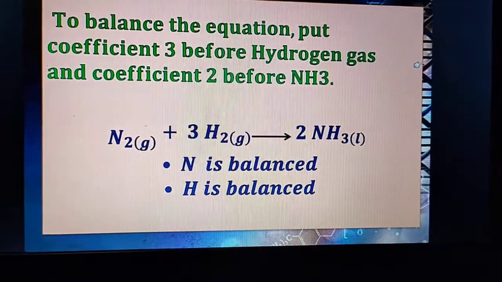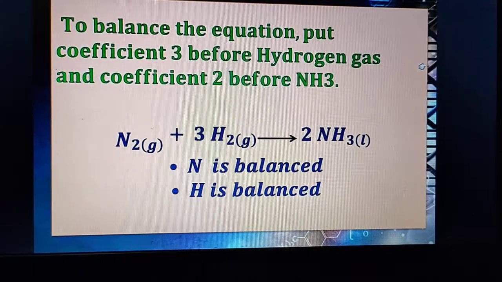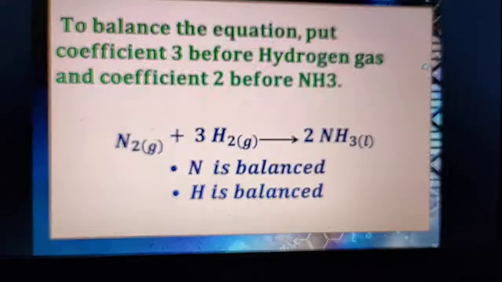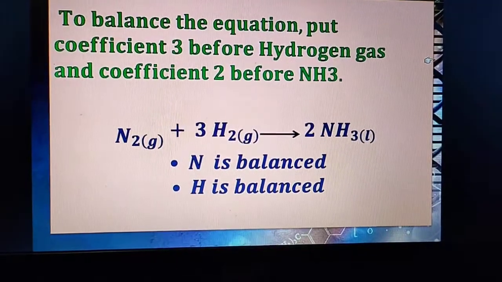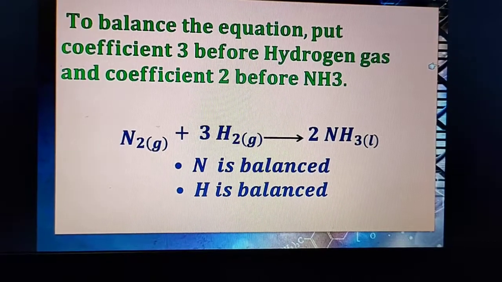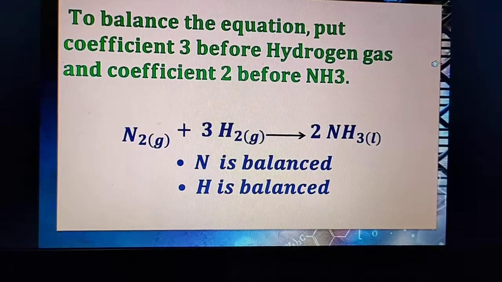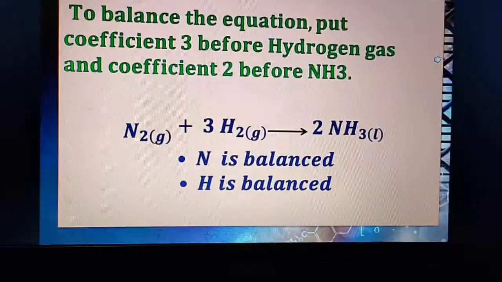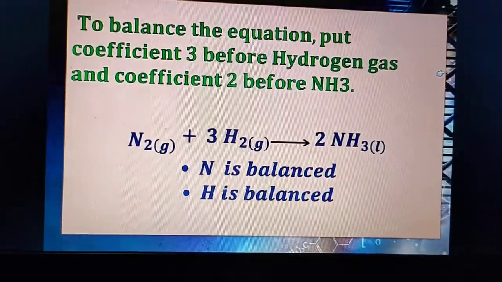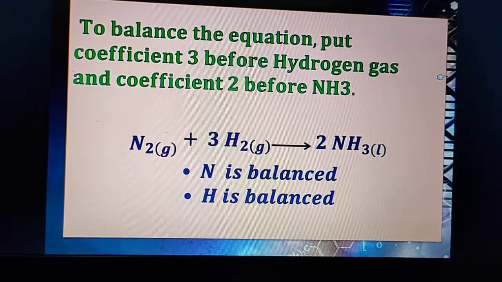this one. N2 plus 3H2 gives out 2NH3. This is a balanced equation. So I hope that how to balance a chemical equation is clear to you by adding coefficients in front of a molecule. Okay. So there are various word equations and chemical equations in your book. The table is given. You go through it.